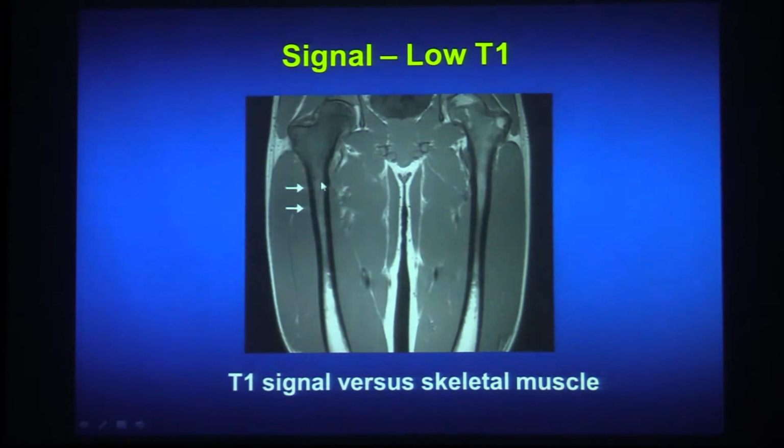On the right side, the marrow signal is iso-intense or maybe even hypo-intense, darker than muscle, and it's going all the way up into the epiphysis, all the way into the apophysis. And so this was lymphoma in the right proximal femur.